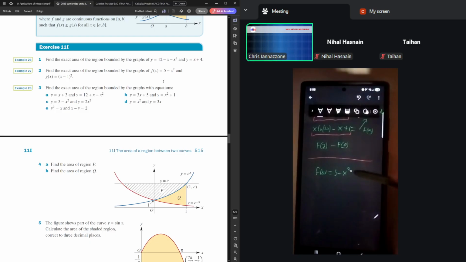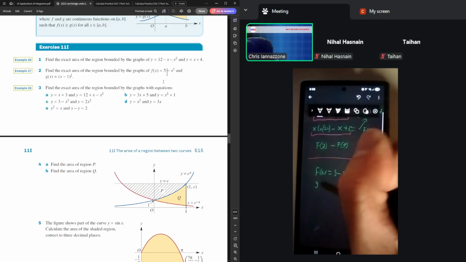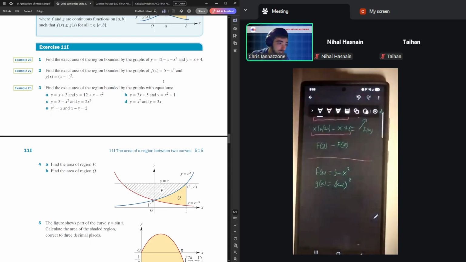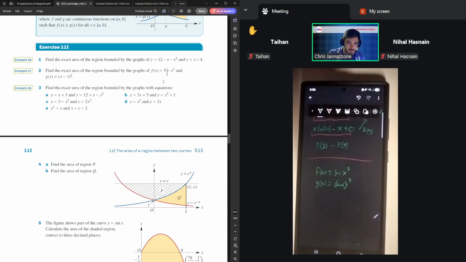5 minus x squared is the first function, and x take 1 all squared is the second function. So again, what we can see is we're trying to find the bound area between the two, but we're not necessarily given a picture to work with.